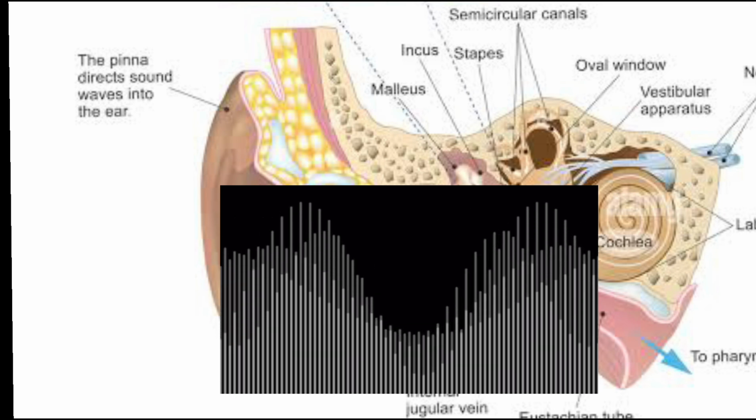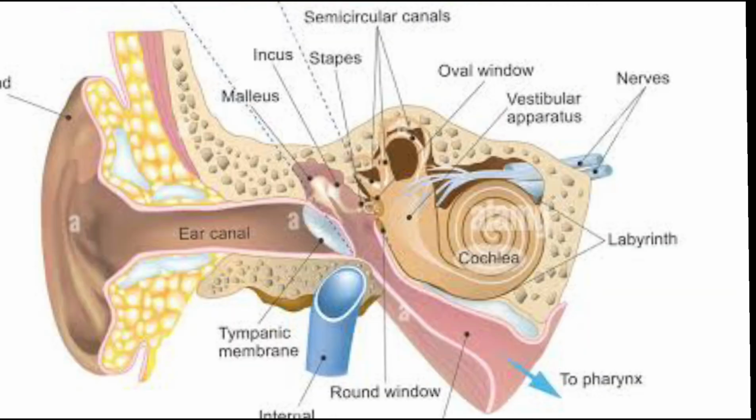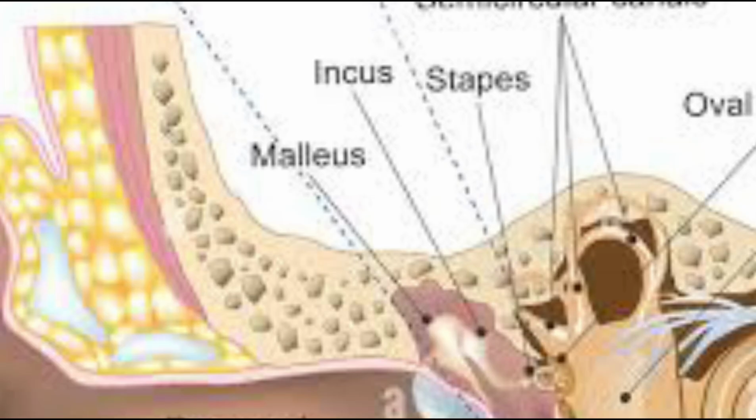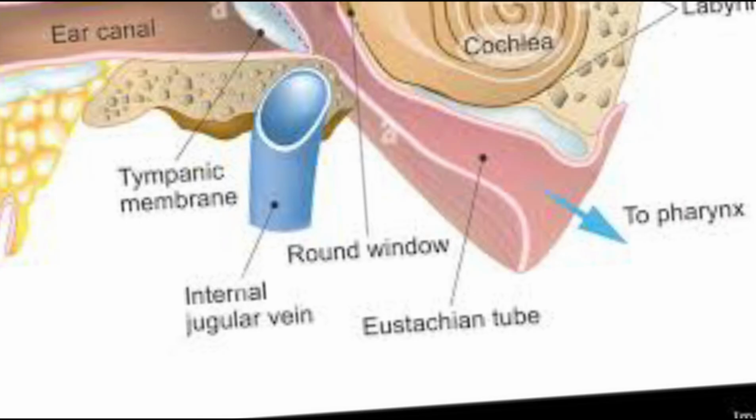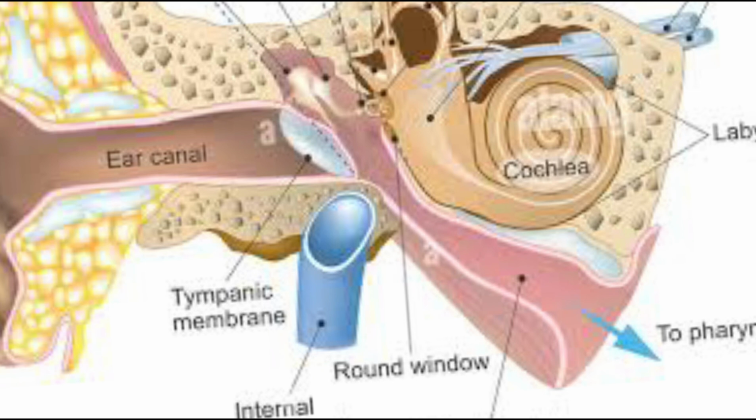If we see the middle ear, the middle ear amplifies sound vibrations and transmits them into the inner ear. Then the ossicles, the ear bones, three tiny bones: malleus, that is the hammer, incus, the anvil, and stapes, the stirrup, that transmit vibrations from the eardrum to the oval window, and these bones amplify sound. Then the Eustachian tube, a tube connecting the middle ear to the throat, that is the pharynx, and it equalizes air pressure on both sides of the eardrum, ensuring proper vibration.